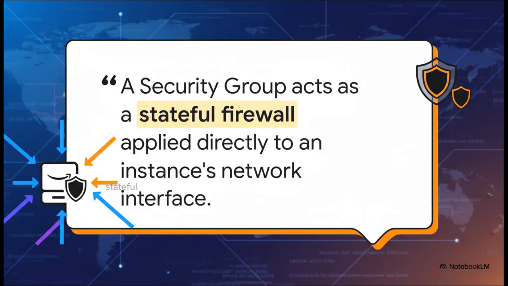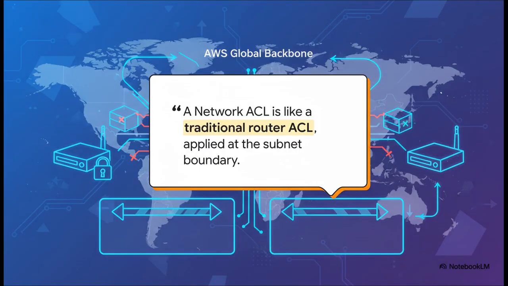For anyone with a traditional networking background, this analogy is perfect. A security group is basically a mini firewall attached directly to the network interface of every single one of your EC2 instances. And because it's stateful, it means if you allow inbound traffic, the return traffic for that same connection is automatically permitted. It remembers the connection. In contrast, a network ACL, or NACL, operates at a higher level, at the subnet boundary. It's much more like a traditional router ACL. And because it's stateless, you have to explicitly define rules for both inbound and outbound traffic. It's a broader guardrail, filtering traffic before it can even get to your instance's security group.